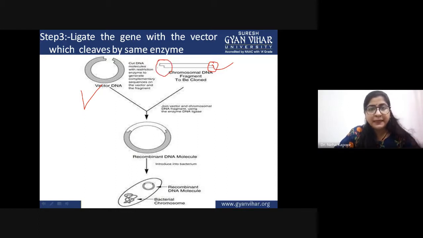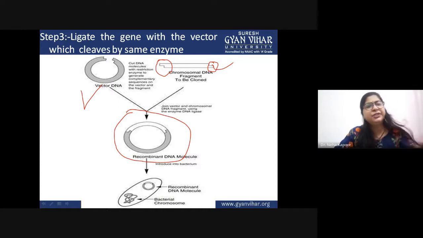Because of these complementary or similar kind of sticky ends, it is very easy to ligate them together, as you can see. Here the ligation is happening. This is a recombinant DNA molecule, and then you can directly transform that very recombinant DNA molecule inside the bacteria.